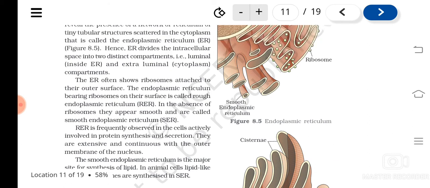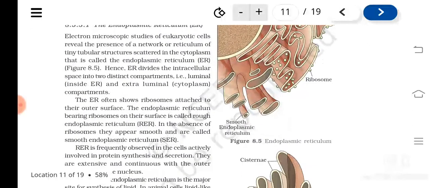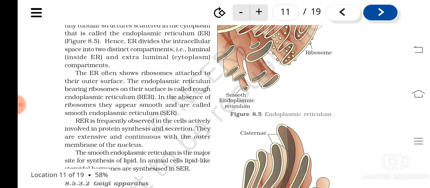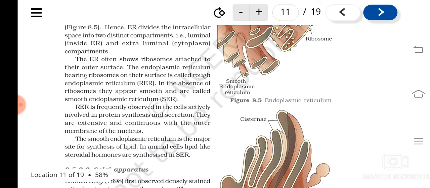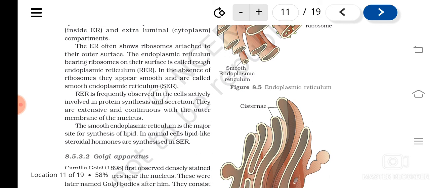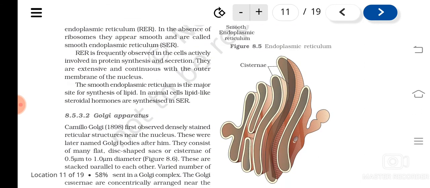So the ER you can see as tubules, or as a network or reticulum of tiny tubules that are scattered in the cytoplasm. What are the two different types? SER and RER. The RER's main function is protein synthesis and secretion. What is the function of the SER? They are the site of lipid synthesis, and they are also involved in steroid hormone synthesis in animal cells. So about the ER you understood.